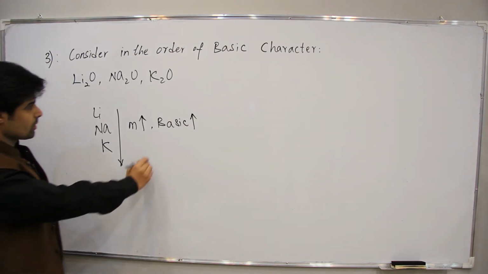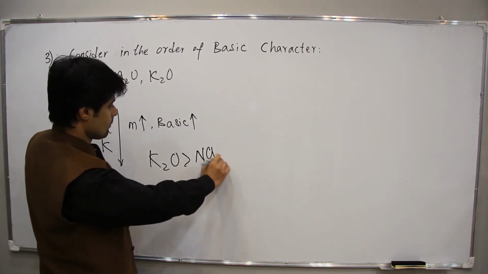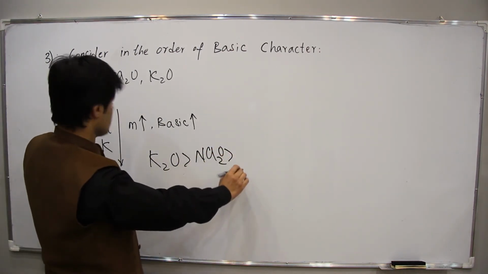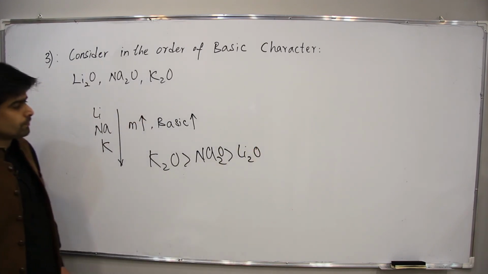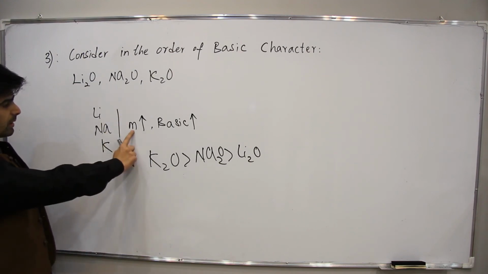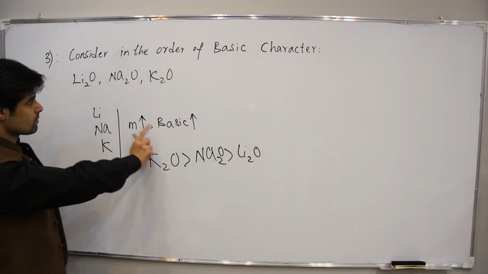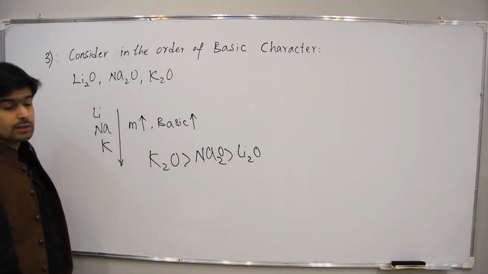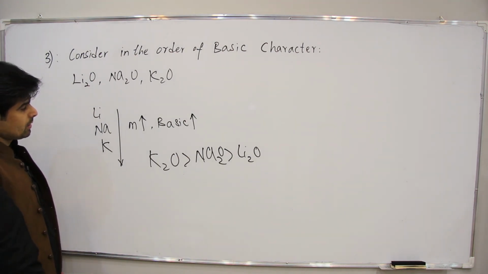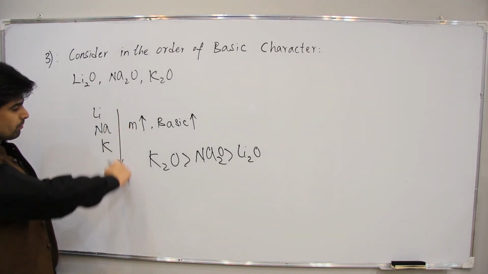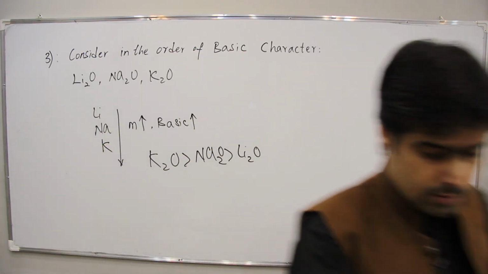Basic character is increasing. It means which element must have the highest basic character? I think potassium. Then we should have sodium. And the third one, we should have lithium. From top to bottom, metallic character is increasing. It means basic character is increasing. If this one is asked in acidic character, I think it is decreasing from top to bottom. You have got the answer. Write it please.